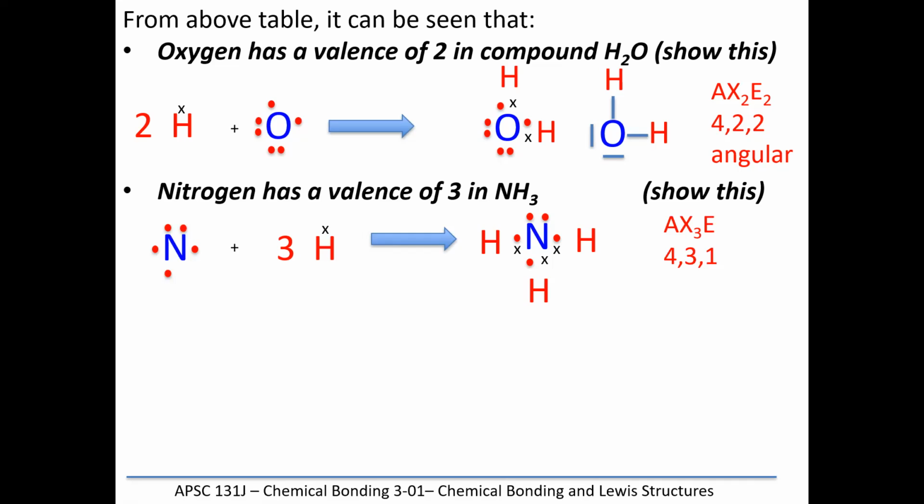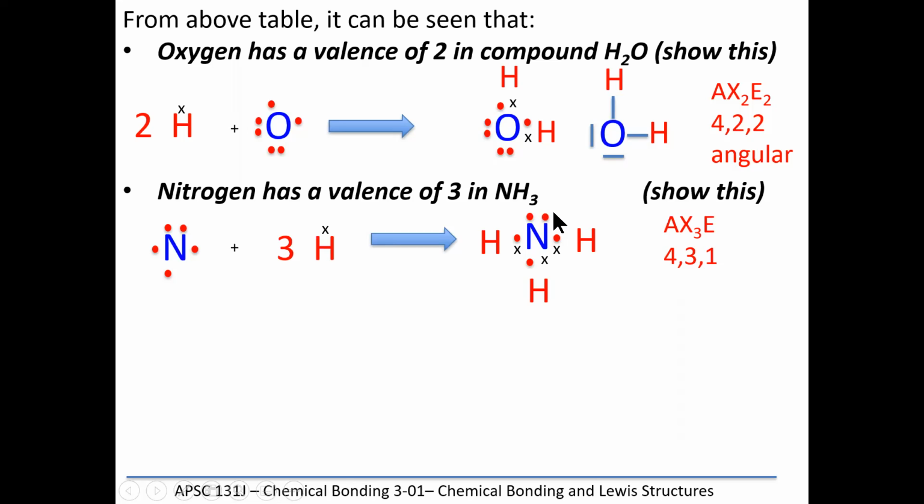And again, if I was to use the same terminology, the central atom nitrogen is joined to 3 atoms. E is the number of unshared pairs. So I use a 3-number code, 431. 4 means there's 4 pairs of electrons around the center atom. 3 means there's 3 atoms bonded to the central atom, 3 hydrogens. And 1 tells us there's 1 unused pair.